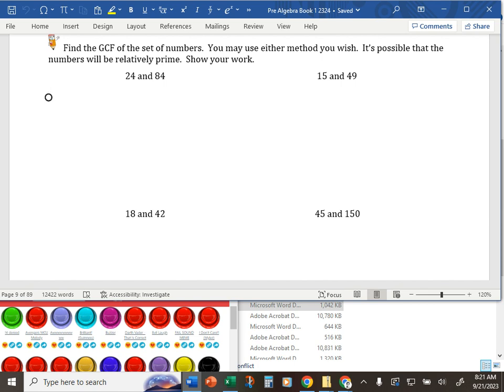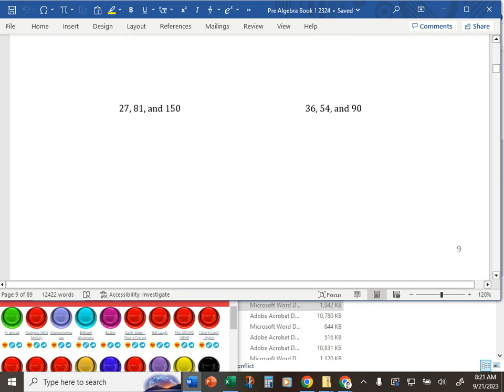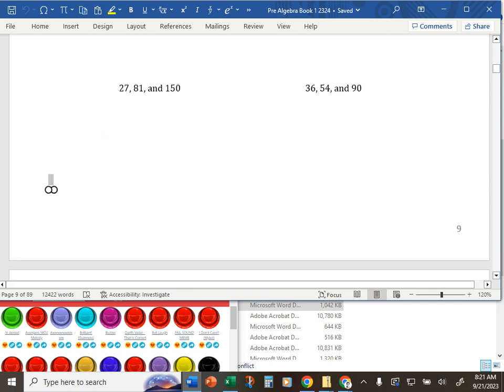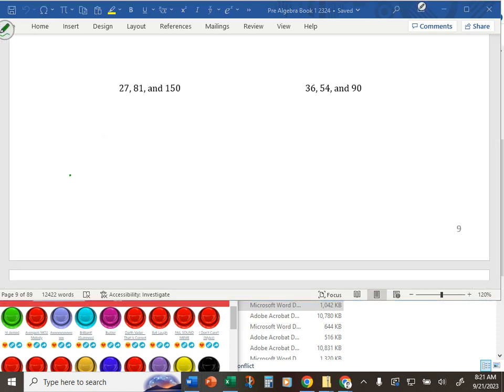So, is there one you'd like to do together in the 10 minutes that we have left? Not all of them. We won't have time for all of them. Aiden. 27, 81, and 150. Is that the bottom row? Okay. Yes, sir. Let's use the table method for this.